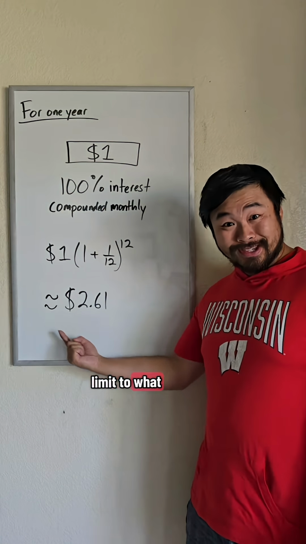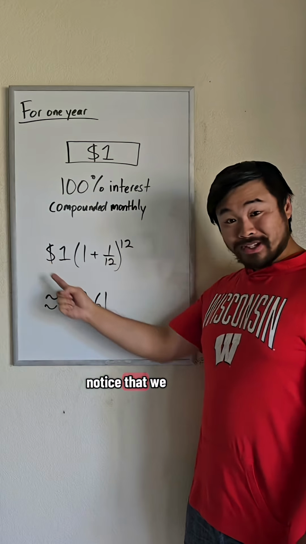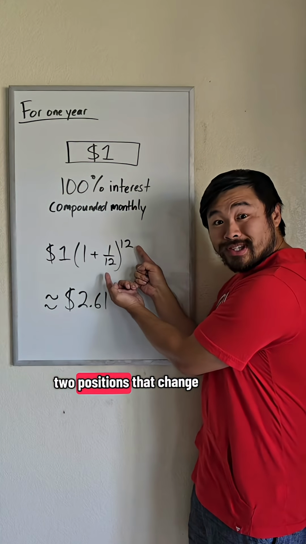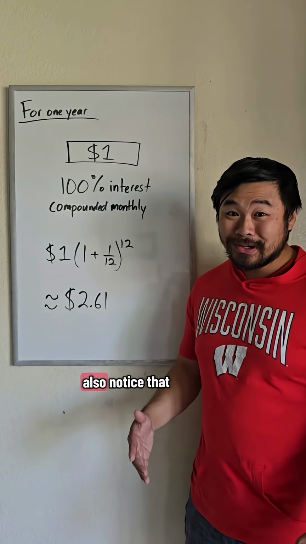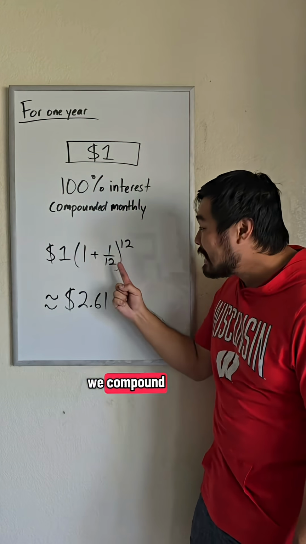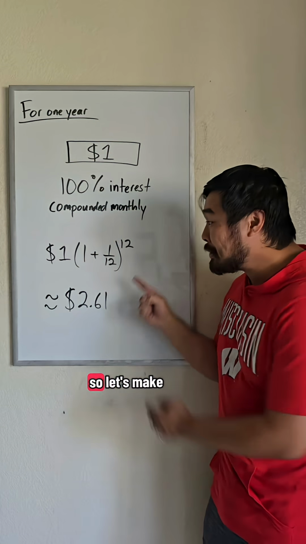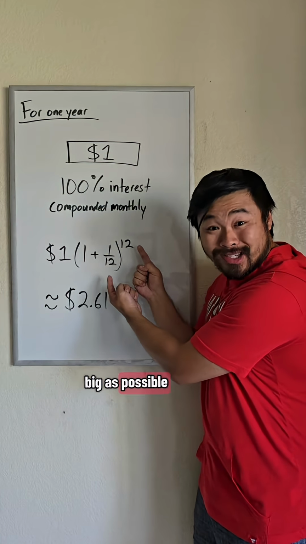Now, there's a limit to what this can be. Notice that we have the same structure over here every single time, but it's the numbers in these two positions that change. And we can also notice that the more times we compound, even if it's with a smaller value, we're going to yield larger results. So let's make these numbers as big as possible.